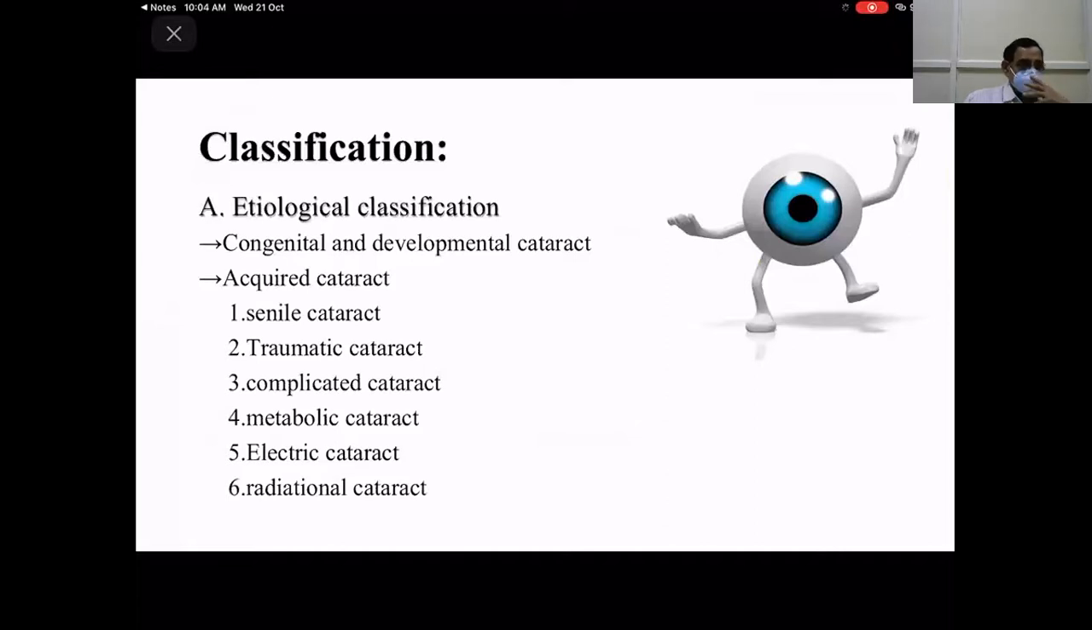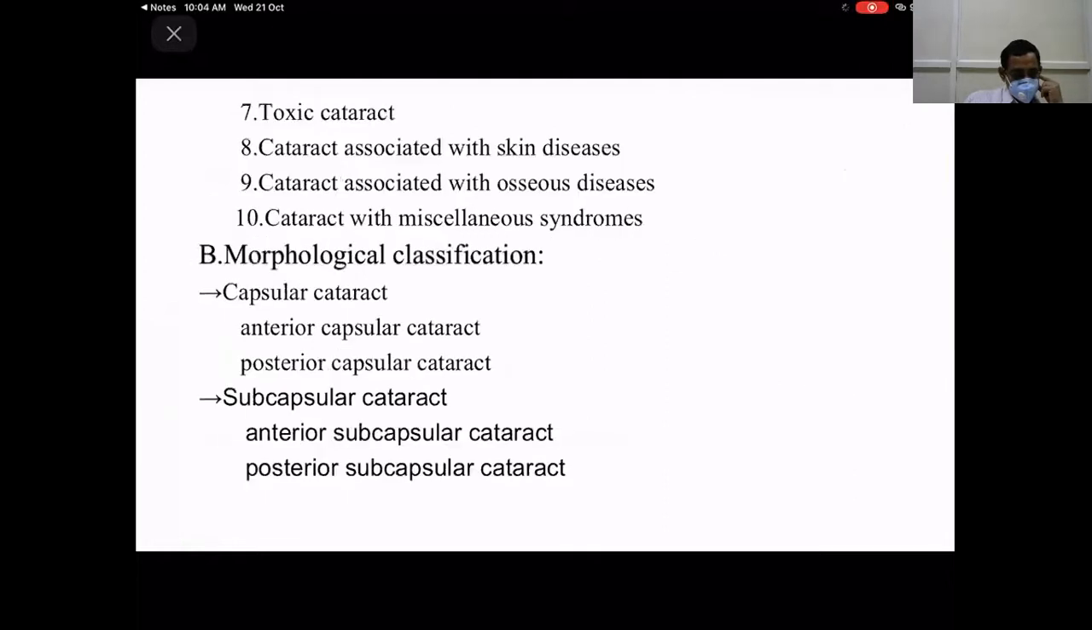Classification. Etiological classification: congenital and developmental cataract. Acquired cataract comprises senile cataract, traumatic cataract, complicated cataract, metabolic cataract, electric cataract, radiational cataract, toxic cataract, cataract associated with skin diseases, cataract associated with osseous diseases, and cataract with miscellaneous syndromes.